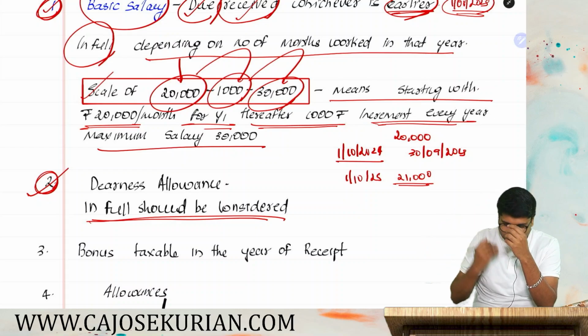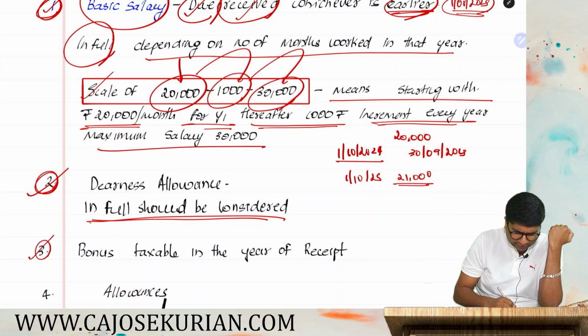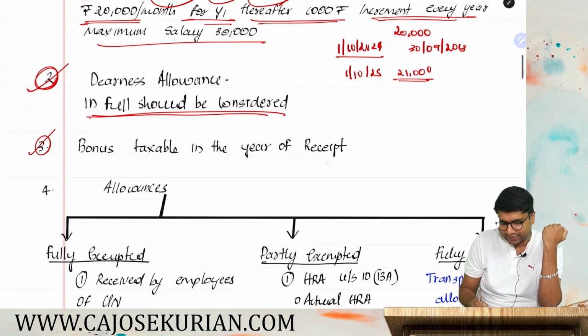Now, moving on to the third component, that is bonus, that is taxable in the year of receipt.